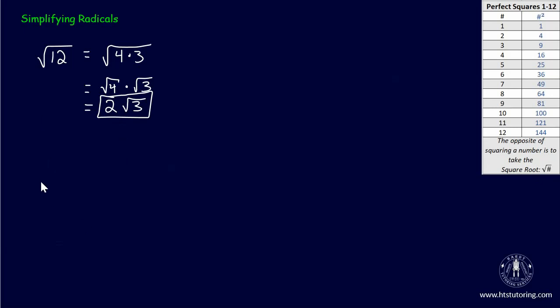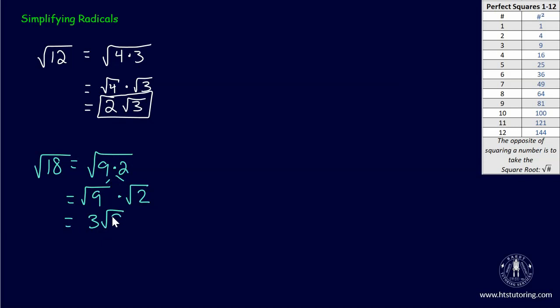Let's try the square root of 18. So 18 is not in my list, but there is a number on my list, 9, that can multiply by something to equal 18. So I'm going to have the square root of 9 times 2, square root of 9 times the square root of 2, again just breaking it up, not a big deal. Square root of 9 is 3, square root of 2 I can't do anything with, so we get 3 square root 2, and if you wanted to, you could go to your calculator and check to make sure that the square root of 18 is the same thing as 3 times the square root of 2.